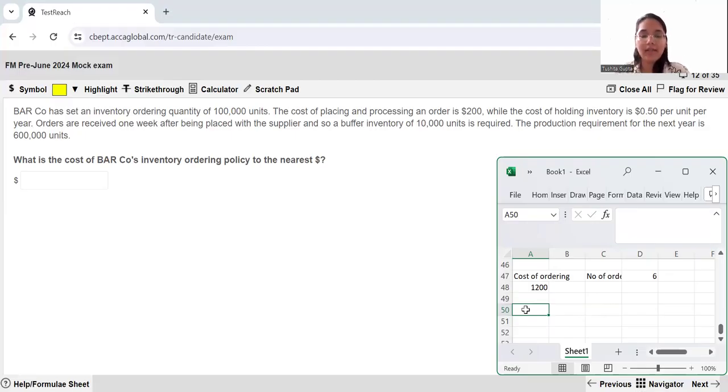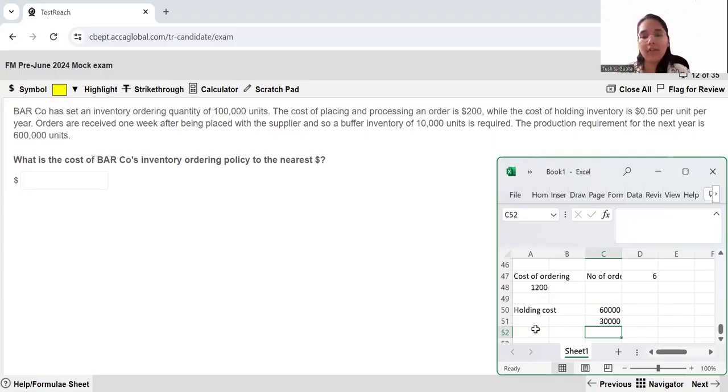So let us calculate the holding cost. Number one, let's find out the units. How many units are we going to be holding? Firstly, it's going to be the average units, which is 100,000 divided by 2, plus the buffer inventory. Buffer inventory is given to you as 10,000. So holding cost in total is going to be applicable to 60,000 units. Per unit cost is already given to you as 0.5. So 30,000 is what your holding cost is going to look like.